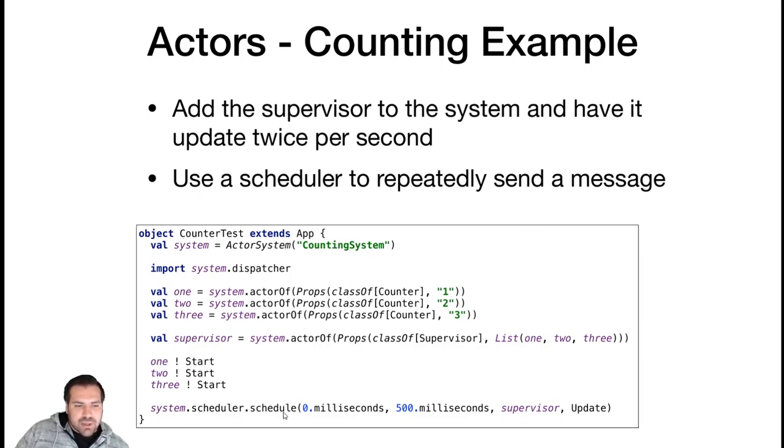So we have this scheduler functionality. And what this does, we tell the system to send the update message to the supervisor right now. So don't have any delay. Send this message right now, and also send that message every half a second. So if we want to keep sending messages to keep pushing the system forward, we can set it up like this to be able to keep sending a message at fixed intervals.